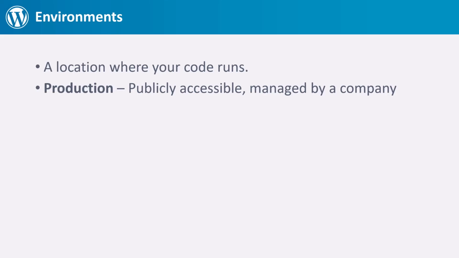These companies will install the software required to run WordPress. On top of installing the necessary software, your site will be accessible to the public. Anyone with a link will be able to visit your site from their browser. We would consider this type of environment a production environment.